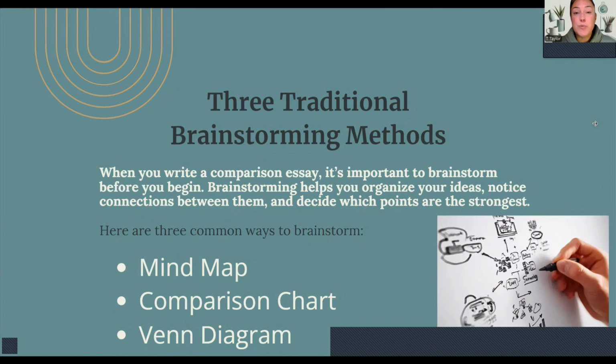So there are 3 traditional brainstorming methods. Before you write a comparison essay, it is important to brainstorm before you begin. Brainstorming helps you organize your ideas, notice connections between them, and decide which points are the strongest. I'm going to talk about the 3 important ways to brainstorm now, and we'll look at some examples of each. We have mind map, comparison chart, and Venn diagram.